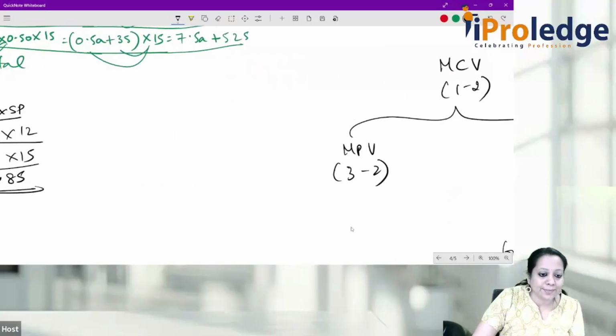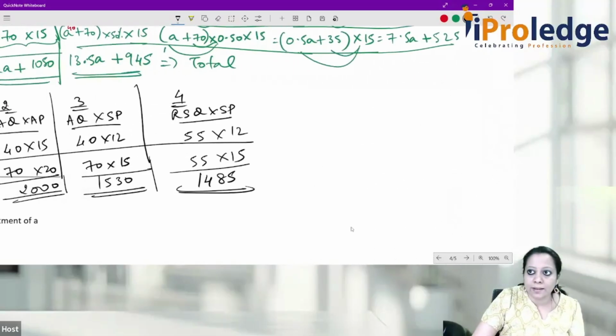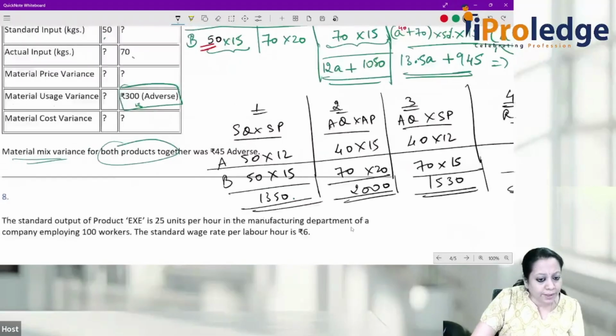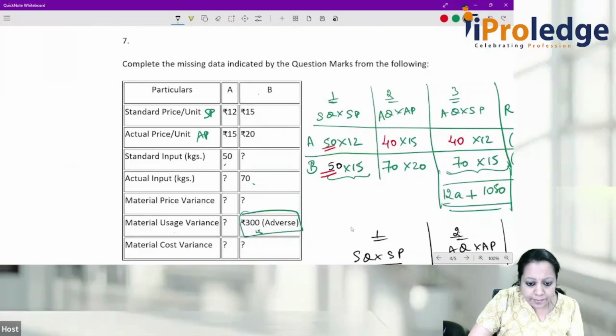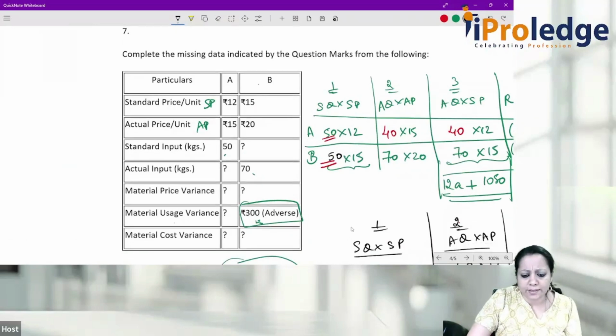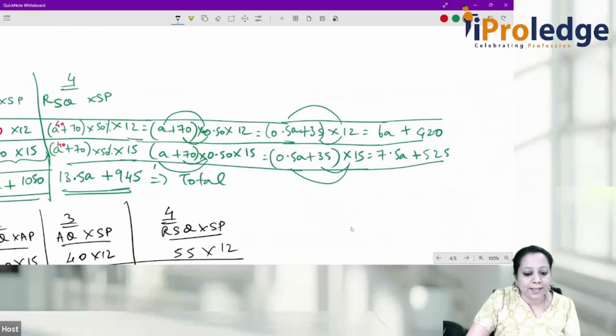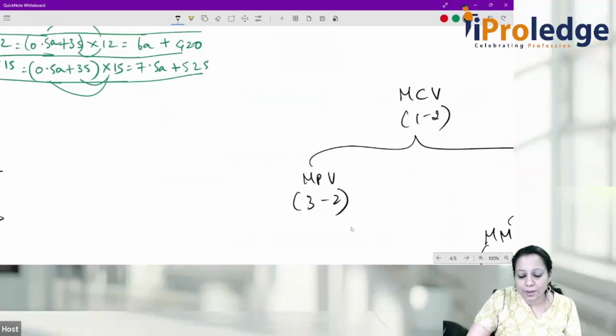I'm asking mix variance only. Both together. MUV, no? Yes, we have to find it together only, usage variance. Yeah, you can do that. Actually, you can do that separately also. Yes, but because the question mark is given. But can we do the total fees? Because we have to save time. Same concept, no? Yes. So now, of course, question mark is there, so you can do separately only. So now we will proceed.